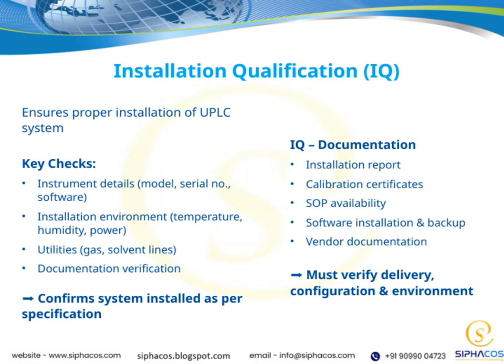Next, we look at the installation environment. This includes confirming that temperature and humidity levels are within specified ranges and that power supplies are stable and suitable for the system. We also check utilities like gas and solvent lines, making sure they are correctly connected and functioning. Finally, we verify all documentation related to the installation. This step confirms that everything has been set up according to the predefined specifications. By thoroughly reviewing these elements, we ensure that the system has been installed correctly and is ready for the next phases of qualification and operation.